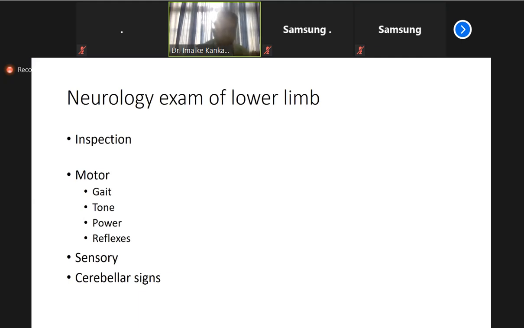So lower limb, what are you going to do? Inspection is important. Then the motor system is there, sensory is there, cerebellum is there. We usually don't expect you all to do sensory examination of the lower limb. It's time constraint. And in the motor examination, 4 components are there: gait, tone, power, reflexes. And at the end of this, you can do a limited number of cerebellar signs in the lower limb, like the heel-shin test.